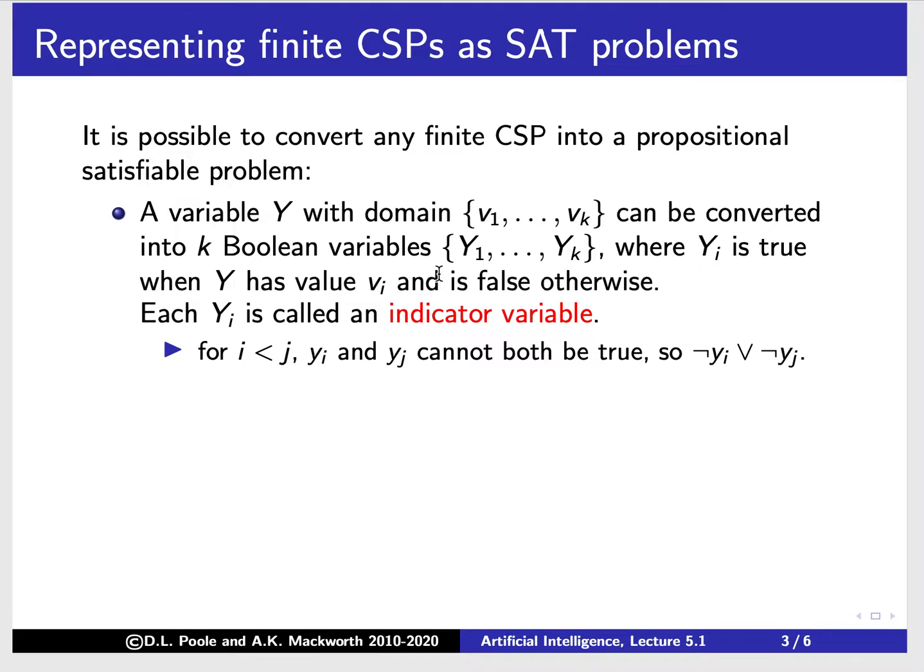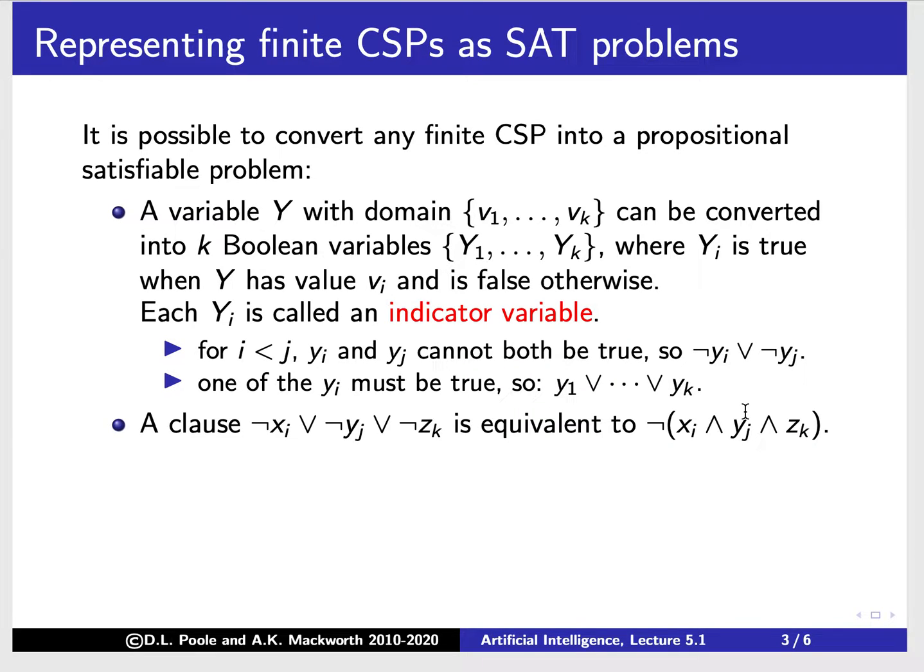Now we're going to write the constraints for that. For i less than j, and maybe you can tell us in class why i less than j is appropriate, yi and yj can't both be true. That says it's not the case that both are true, so one of them is false. So yi is false or yj is false. We also know that one of them must be true because Y has to have a value, so we have y1 or ... or yk. Those are the constraints in here.